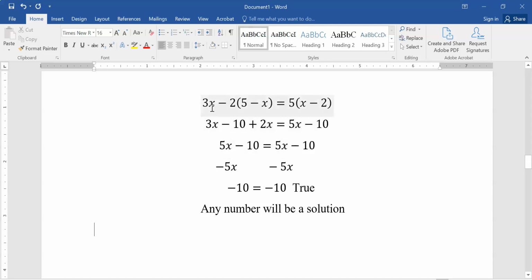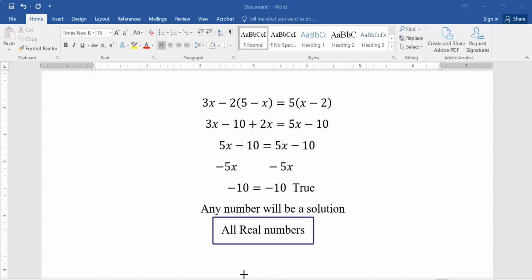And so what we officially say is that the solution is all real numbers. Okay. We talked about real numbers briefly in section 1.1. That's all the numbers on the number line. So we would just highlight all real numbers. Either circle it, box it, whatever we do. All real numbers work as a solution.